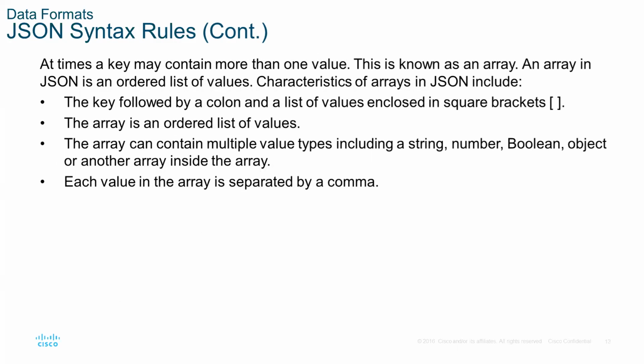So we have the ability to create arrays. Arrays are lists of values. So the keys followed by a colon and a list of values enclosed in square brackets. The array is an ordered list of values. You can have multiple types. You can mix and match your strings, your numbers, so on. But each value is separated by a comma.